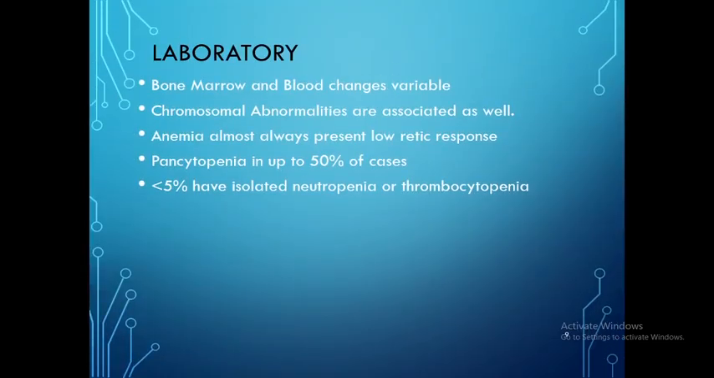Lab findings. Bone marrow and blood changes may be variable. Chromosomal abnormalities are associated as well. Anemia is almost always present with low retic response. Pancytopenia in up to 50% of cases. What is pancytopenia? That means lower counts of all blood cells. All the blood cell counts become less than normal. We call that condition pancytopenia. Less than 5% of cases have isolated neutropenia or thrombocytopenia.